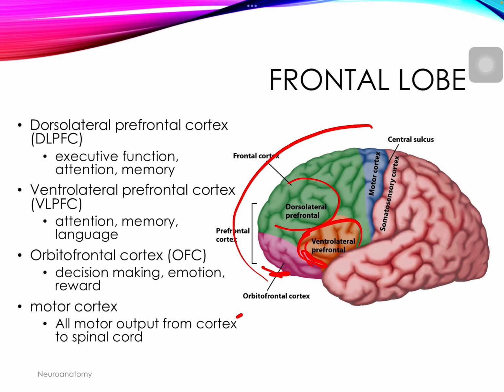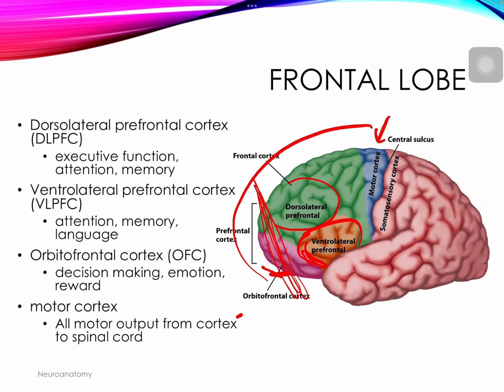Now we have the orbital frontal cortex here, which is important for things like decision making, emotion, reward, and if you do something like damage this area right here, that can affect things like how aggressive you are. That can affect how likely you are to become addicted to certain things. So that can all be impacted by, for example, damage.